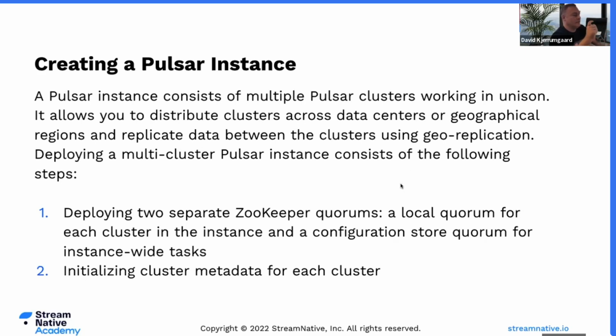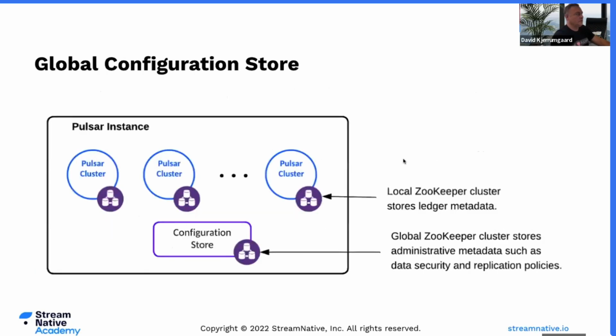Then there is a second metadata store that contains information about the clusters inside the instance themselves, and the geo-replication policies are defined in this metadata store. So there's two different places that you keep data, and this metadata is an additional, net new one outside of the original Pulsar cluster.